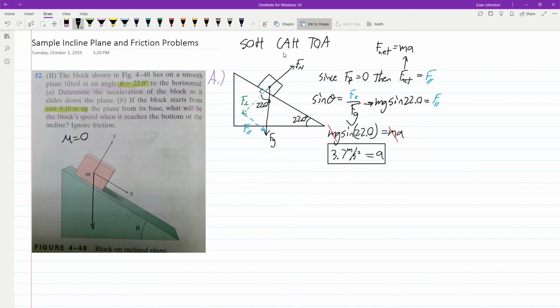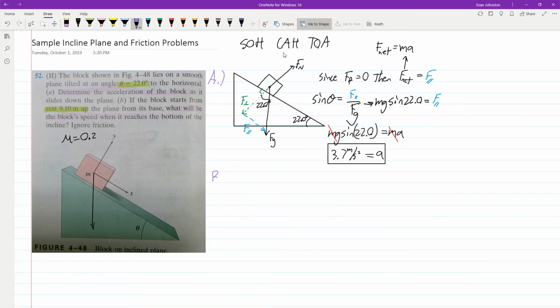Now, I will say, if we were not ignoring friction, mu would be some number like, I don't know, 0.2 or something. Then we would have friction going uphill, and we'd have to write out the net force in the direction. We'd say that it would be this force minus the force of friction, and we'd have to solve for whatever this frictional force is. And we'll look at that next after we finish this.